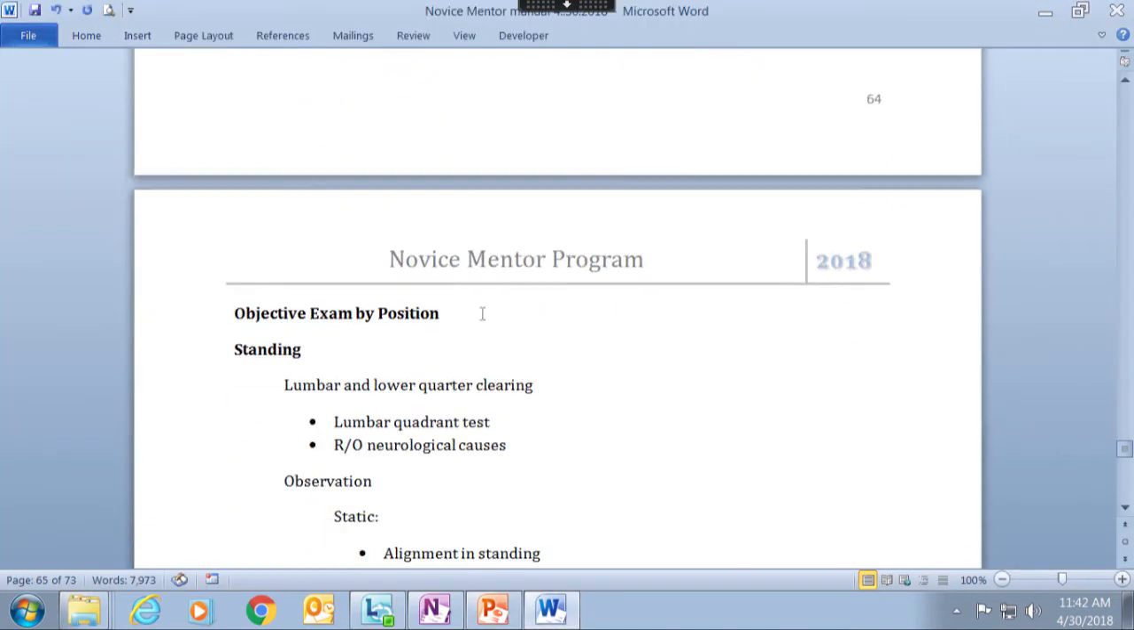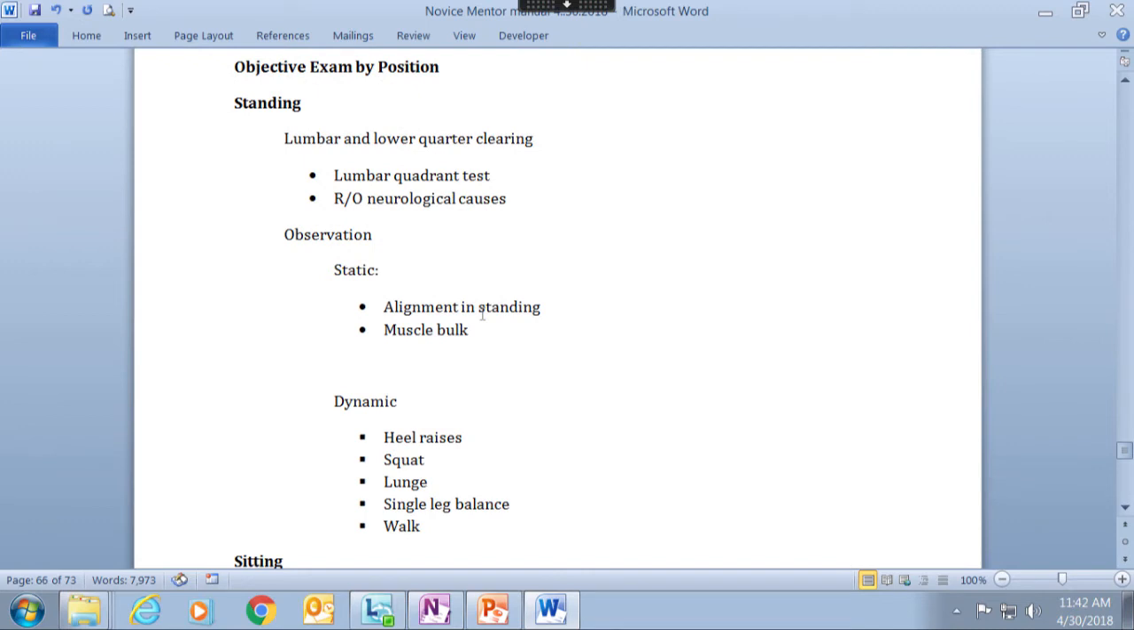As we go on to the objective exam, you start with standing exam as usual, the lumbar and lower quarter clearing, lumbar quadrant test, extension, side bend, rotate to that side, rule out some neurological by doing heel raises, heel walks, etc. Observation, look for alignment. Again, a typical thing is looking at ankle bulk, muscle bulk, look at a gastroc soleus.